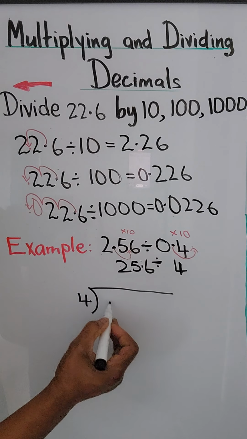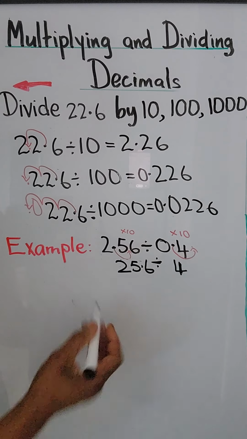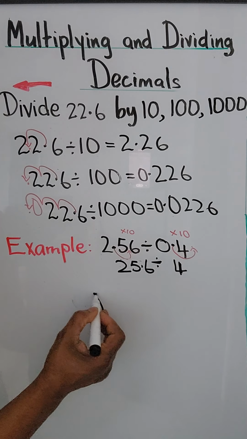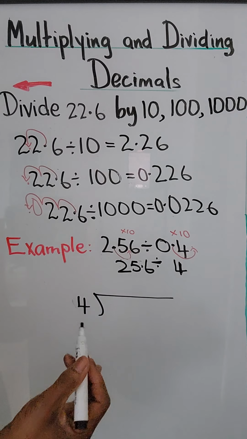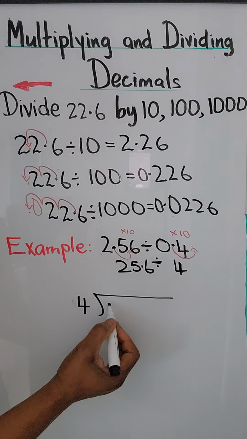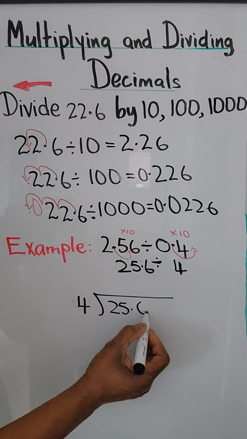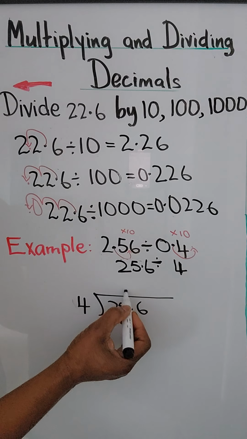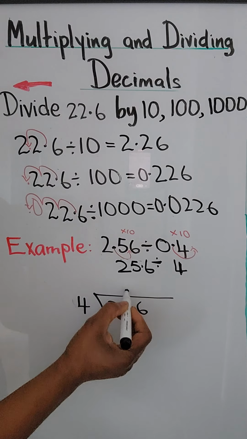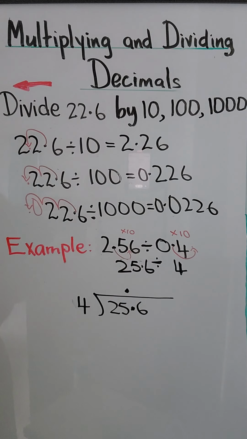4 into 25.6. Let's drop this down a little bit. Before we start dividing, let's fix our decimal point in the quotient. Line it up in the quotient. Now we can start to divide.